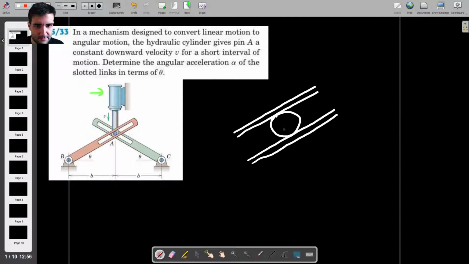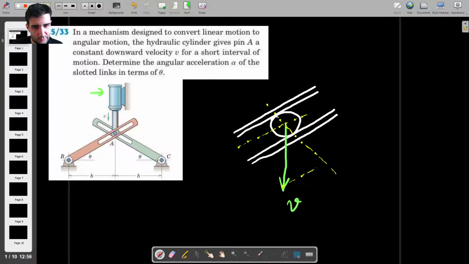And the velocity of the pin is clearly downwards, right? And it's constant as well. So it's always moving downwards with the same velocity. Now, how is this related to the velocity of the links? That's what we are trying to find out. So what we can do here is we can decompose this velocity into two components.